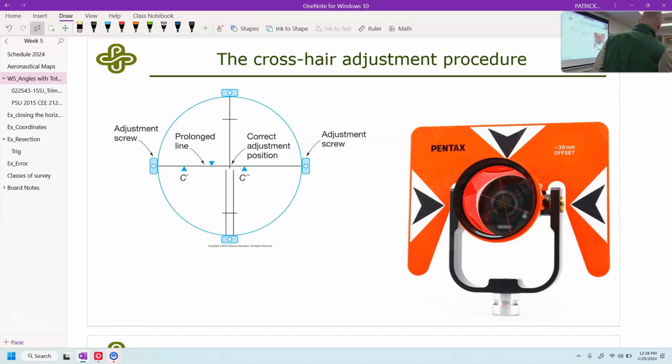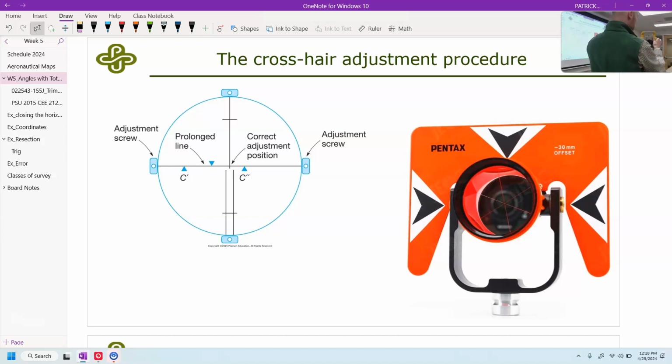So for this one, you've got your distance focus here, your crosshairs focus here. This does fine tune vertical angle adjustments. This does fine tune the horizontal angle adjustments.